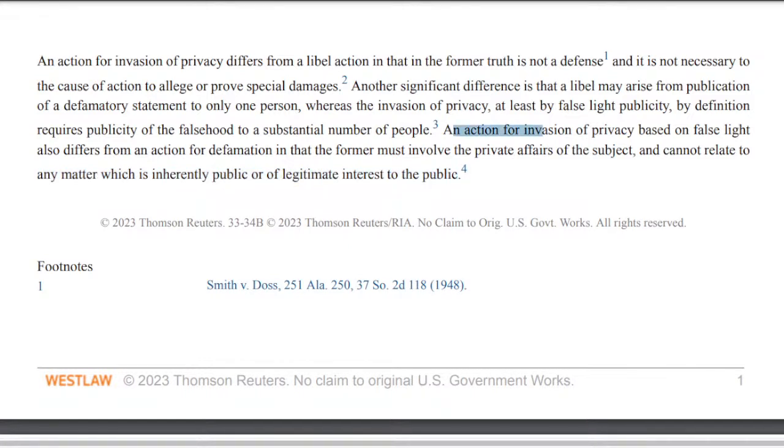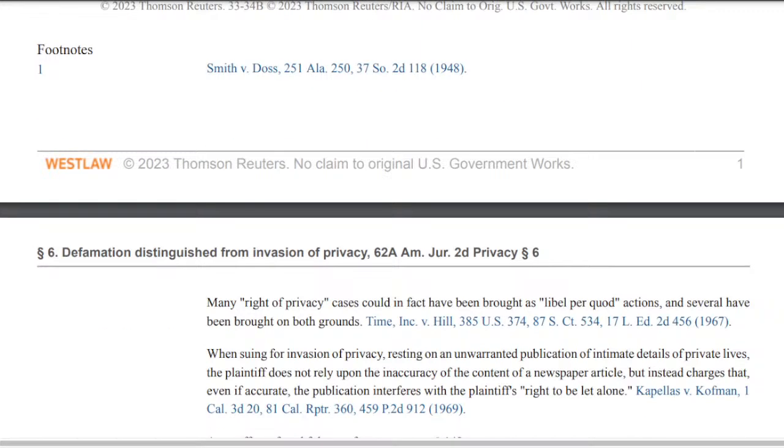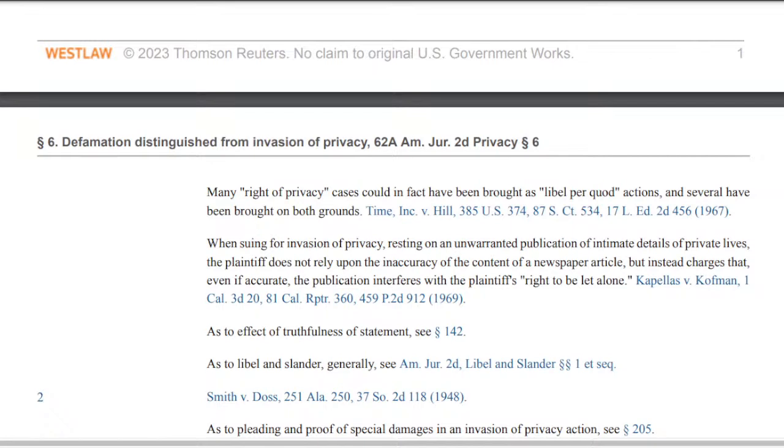Interesting here. So an action for invasion of privacy based on false light also differs from an action for defamation. The former, that means the privacy action, must involve the private affairs. It can't relate to public matters or matters of legitimate interest to the public. Cool. So that's some pretty nice distinctions there, and it's good when we can draw those distinctions because it really helps us.